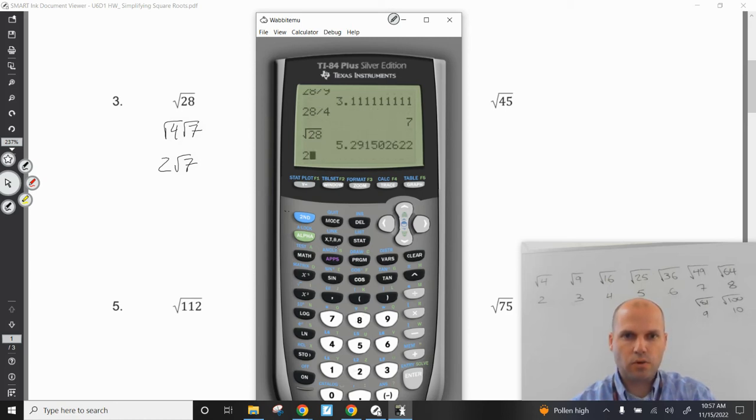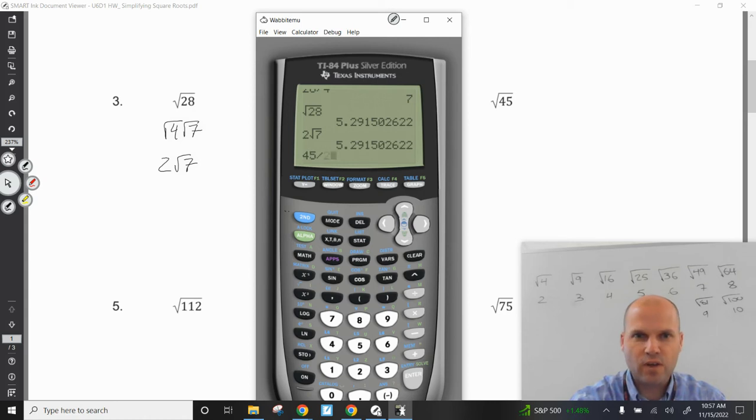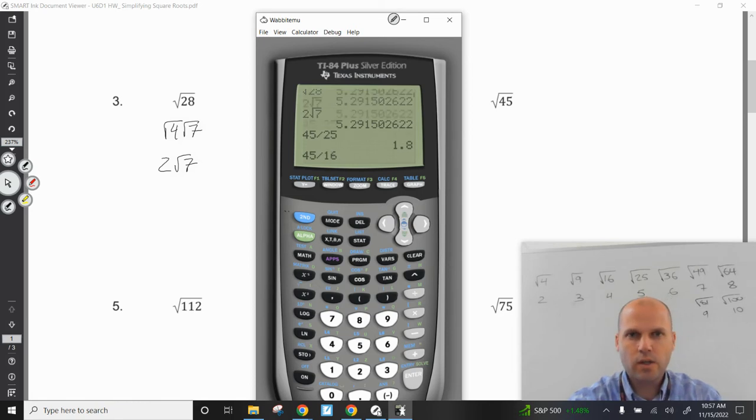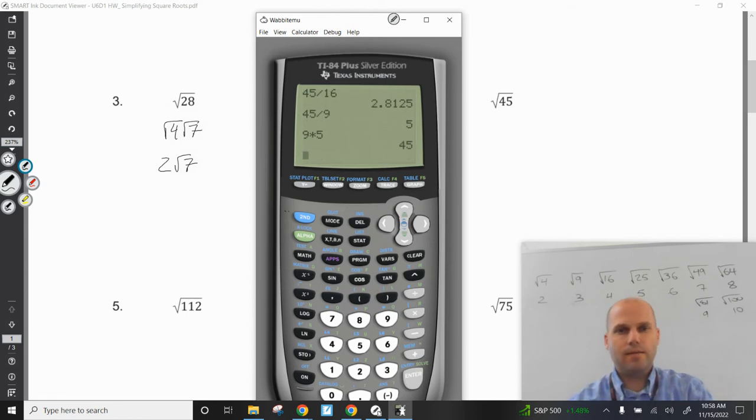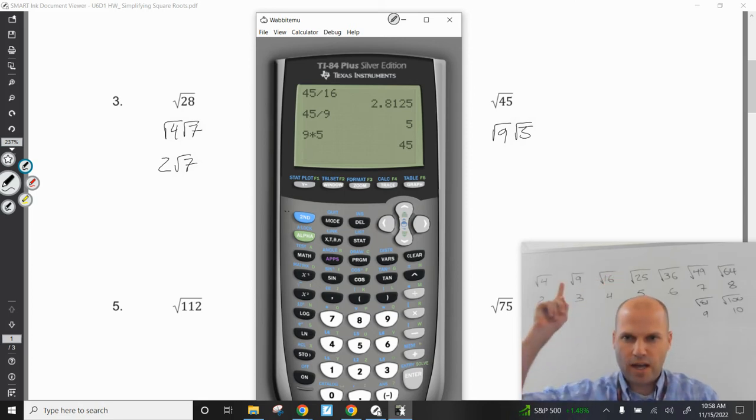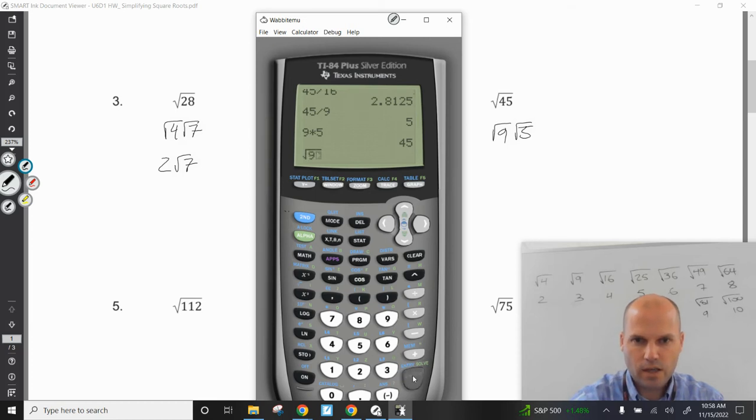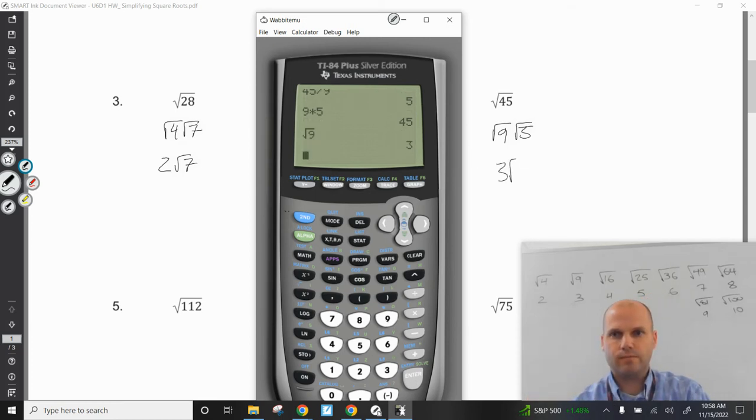Simplified is 2 square root 7. Root 45. Okay, start dividing 45 by perfect squares. Start with the biggest that you think. 25 doesn't work. 16 doesn't work. 9 works. 9 times 5 is 45. So root 45 is root 9, root 5. The square root of 9 is just 3. So we get 3 root 5.